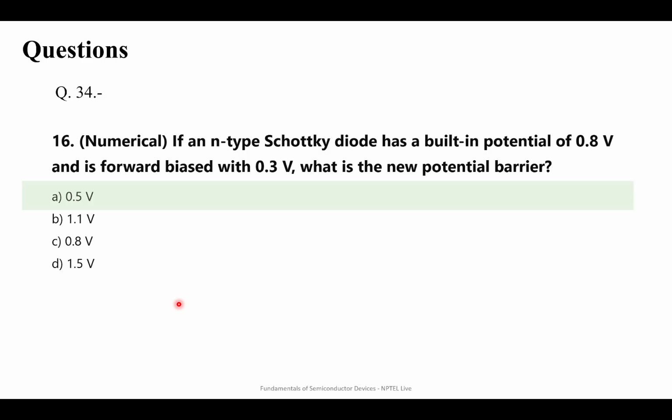That is correct. The answer will be 0.5 volts. In forward bias, you subtract the forward bias voltage from your built-in potential. So that would be 0.8 minus 0.3, so 0.5 volts. Now your potential barrier has reduced, so it will be easier for electrons to overcome the barrier. Hence you will have a higher current.